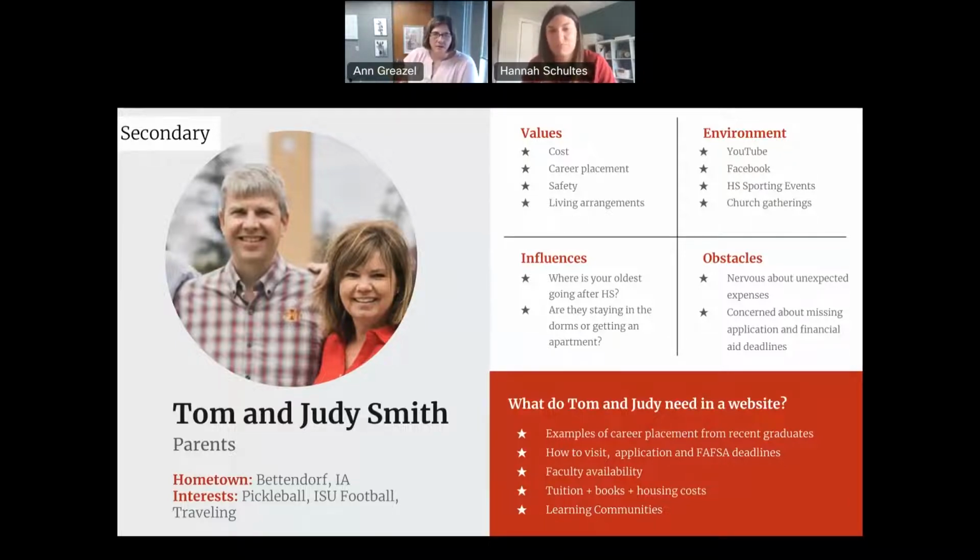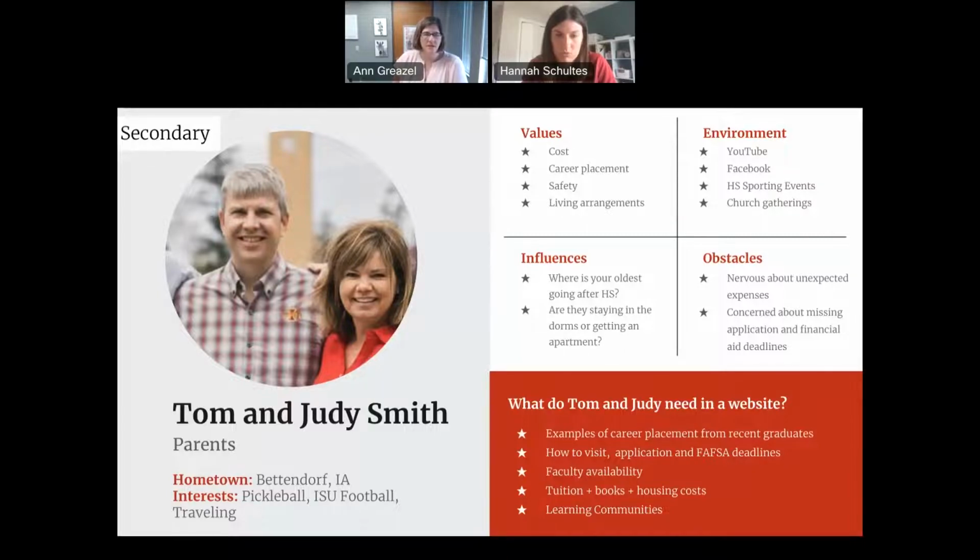So what are their values? Well, their values about looking at a department site at Iowa State is generally going to surround most likely a student that they are looking to help send to the university. They want to know what the cost is. They want to make sure that their child can get a job. They want to make sure that they're safe and that they have a place to live. Their environment is going to be on YouTube and Facebook. They're not really on Instagram. They enjoy high school sporting events and church gatherings.